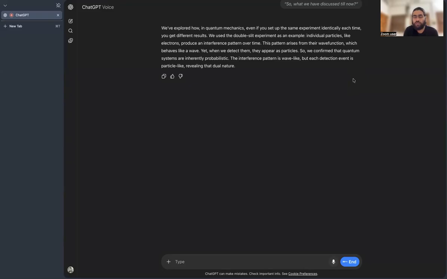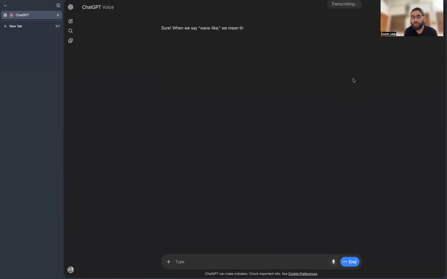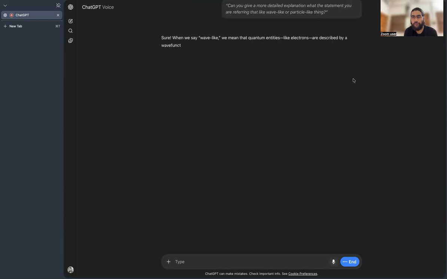Can you give a more detailed explanation of what you are referring to with wave-like or particle-like? Sure, when we say wave-like, we mean that quantum entities, like electrons, are described by a wave function. This wave can interfere with itself, producing patterns of probability. So when many particles are sent through slits, we get interference patterns, just like waves do.